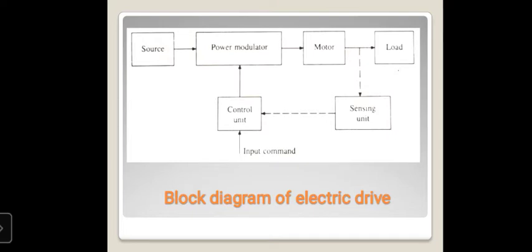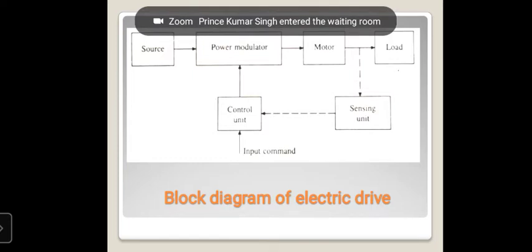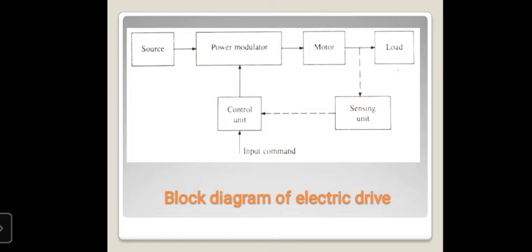Next, this is a block diagram of a common electric drive, or you may say a common block diagram of a drive system. Here, because we use a motor, we say that this is the block diagram of electric drives. What are the blocks? The first block is the source, then the power modulator, then the motor and the load. And there is a feedback system which consists of a sensing unit and a control unit.